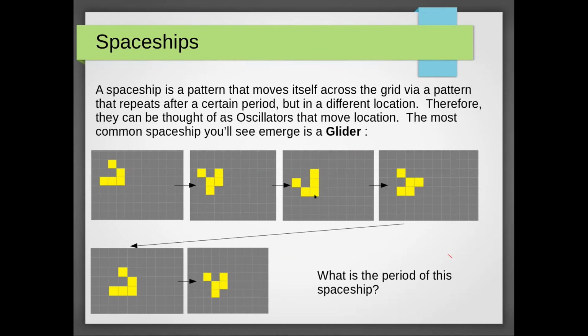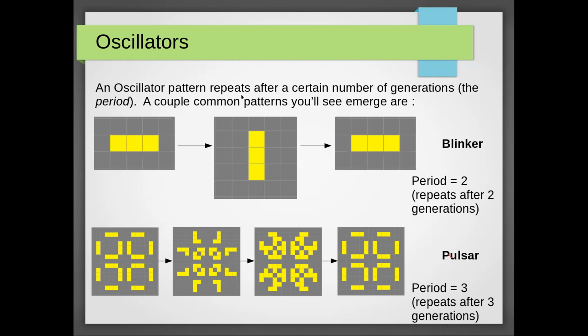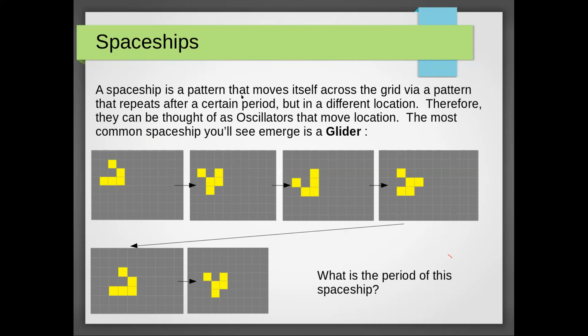And then we've got spaceships. So again, we saw an example of a glider, which is one of the most common spaceships that you'll see. And basically a spaceship is a pattern that moves itself across the grid by a pattern that repeats after a certain period, but in a different location. So you can think of those a little bit like oscillators, but ones which move as well, they move location. And as I say, the glider is one of the most common types of spaceship you see, but there are others. So what's the period of this particular spaceship?